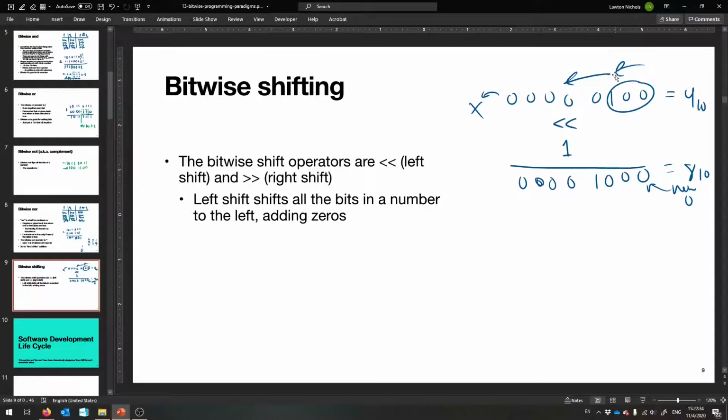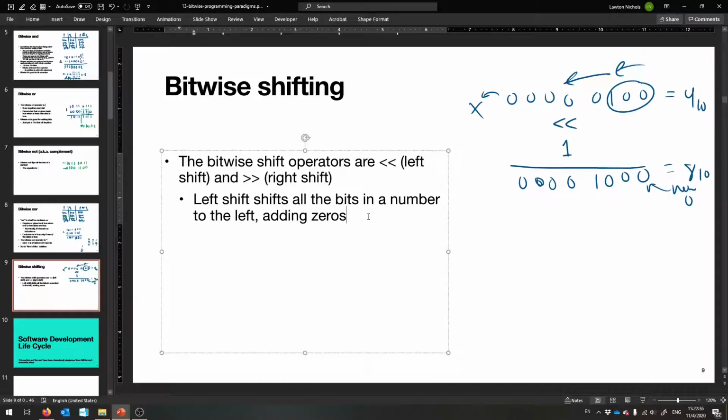One good thing that bitwise shifting is good for is that it's another way to multiply by powers of 2. So if you shift left by 1, you've multiplied by 2. Shift left by 2, you've multiplied by 4, for example, and so on and so forth, which is super nice.